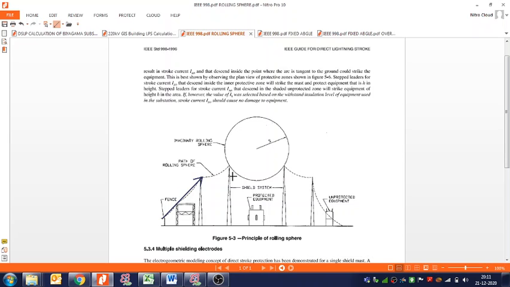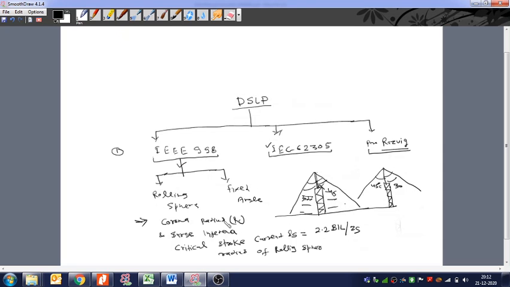So let us again repeat what is the rolling sphere. In the rolling sphere, we calculate the corona radius, the surge impedance under the corona, the critical lightning stroke current and the radius of the sphere, and we roll this sphere on the substation and over the shielding electrodes, and whatever the area covered under this sphere, it will be protected. So this is how this IEEE 998 tells about the lightning protections.